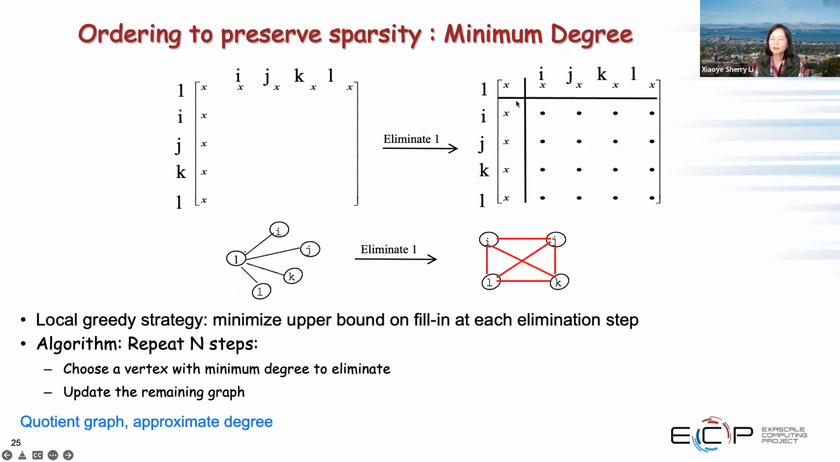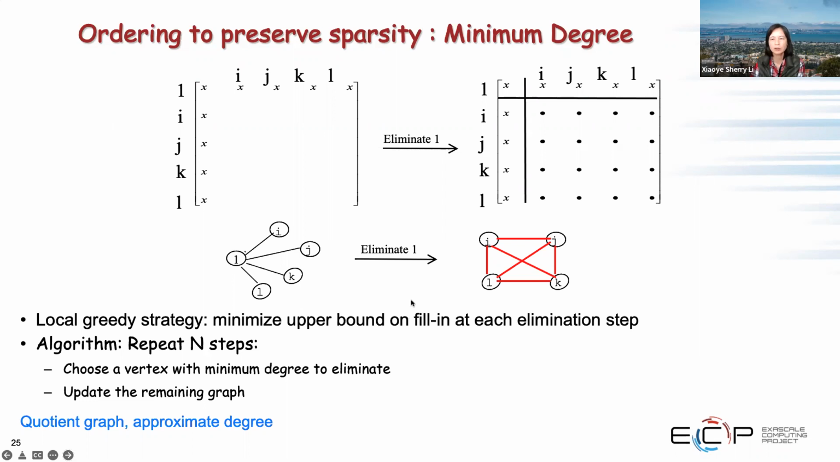And then from the matrix point of view, when you eliminate this 1, because of this outer product of this column vector and row vector, everything else becomes fully dense after the first step of elimination. And from the graph point of view, after you eliminate vertex 1, the neighbor vertices become a clique in computer science terms. It's fully connected.